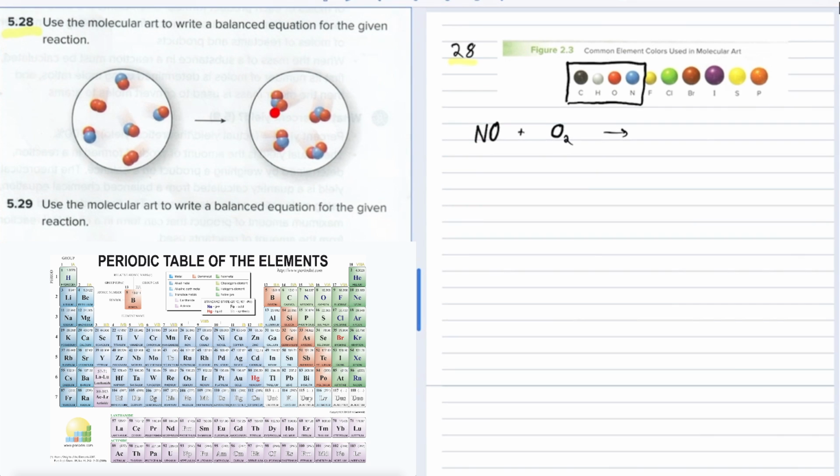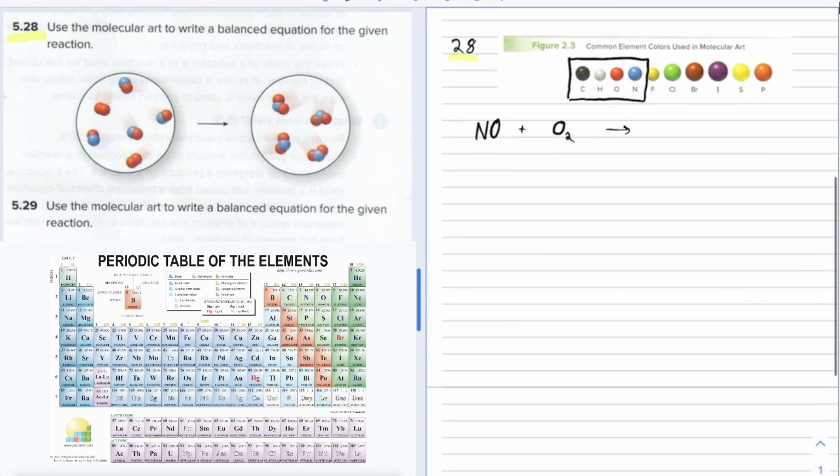Well, on the product side, you got one nitrogen connected to two oxygens, and they all look like that. And so there's only one substance in the product side, and that's NO2. And that's probably sufficient to answer this question.